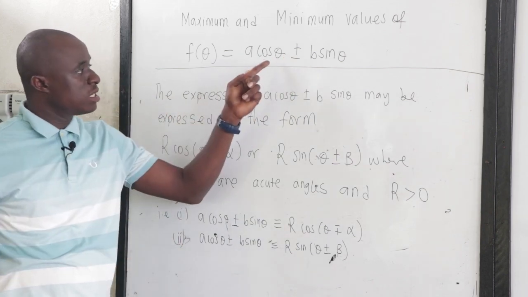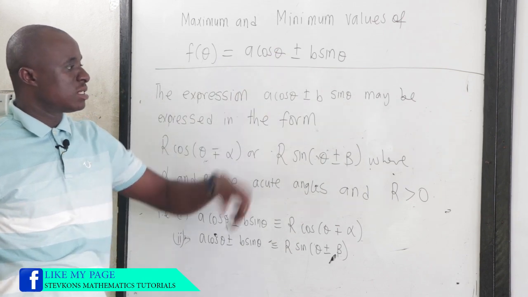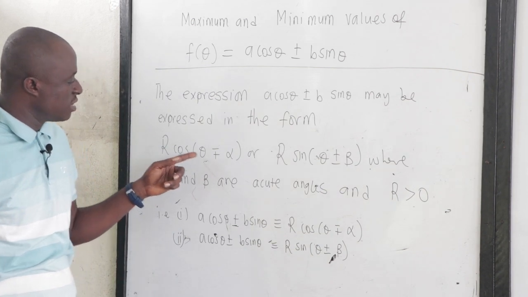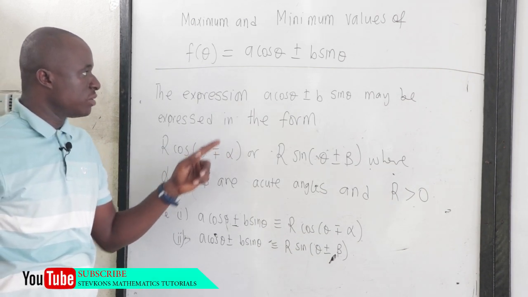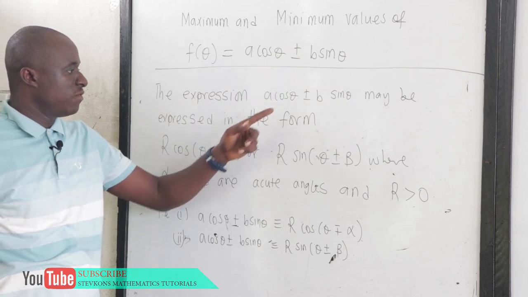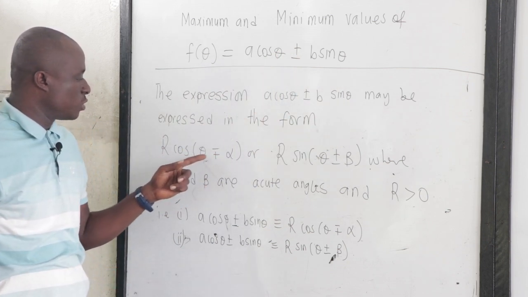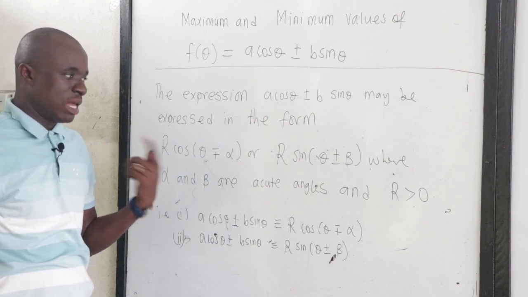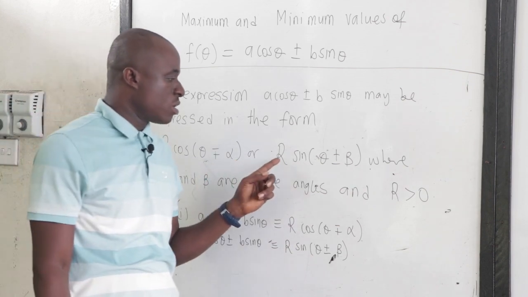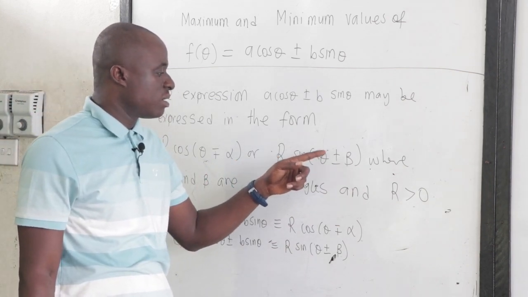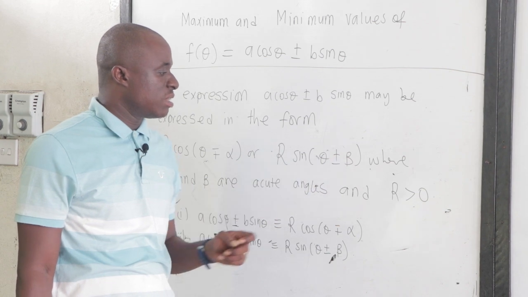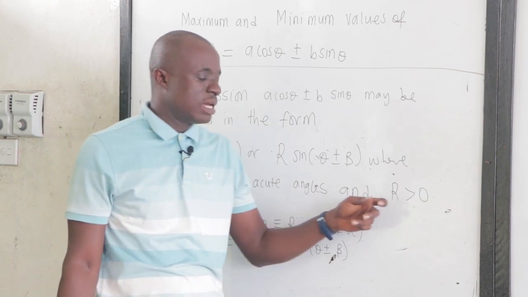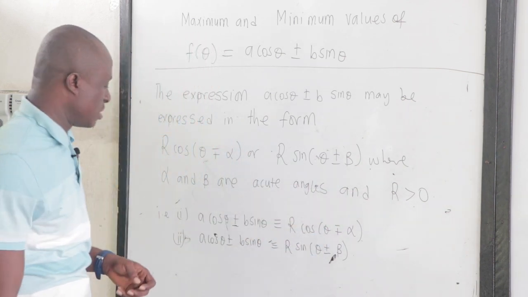Now, the expression a cos theta plus b sin theta may be expressed in the form r cos of theta minus or plus alpha. You see, if we are considering plus, then whatever should be here should be minus, and if it is minus, we consider it to be plus. Or we can consider r sin of theta plus or minus beta, where alpha and beta are acute angles, that is the first quadrant, and r is positive, that is greater than 0.